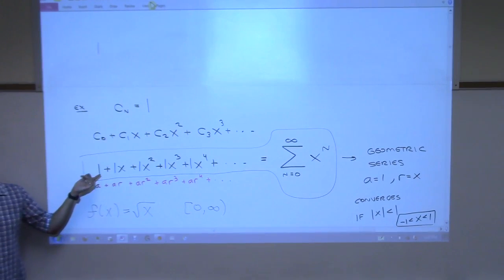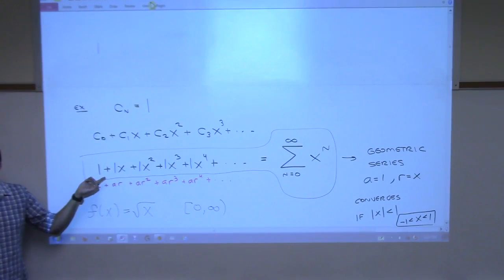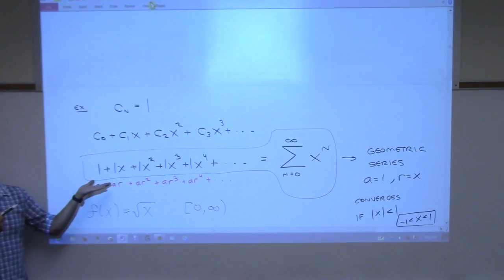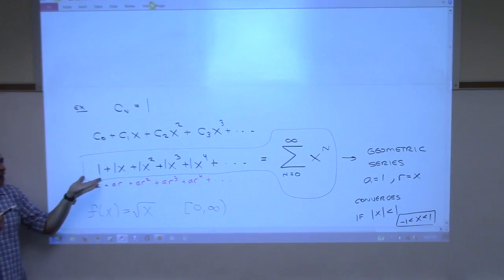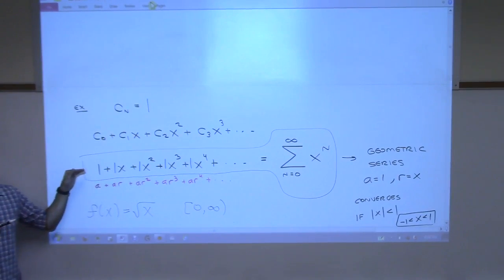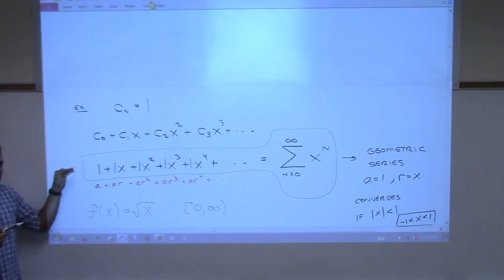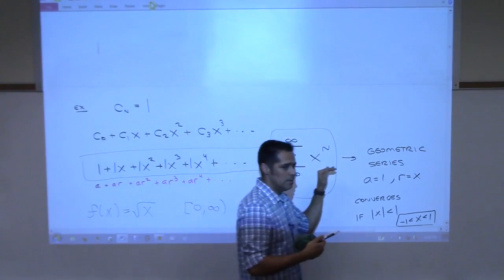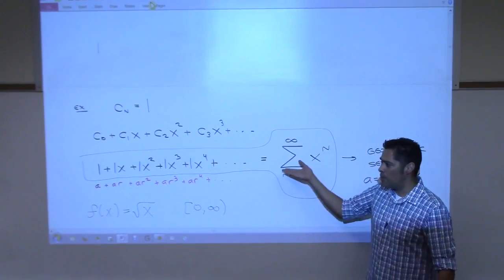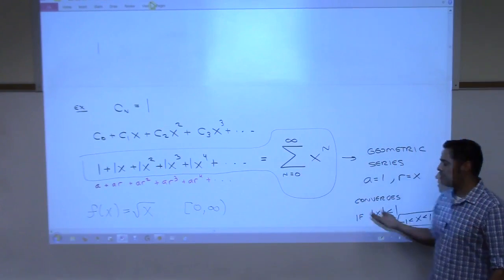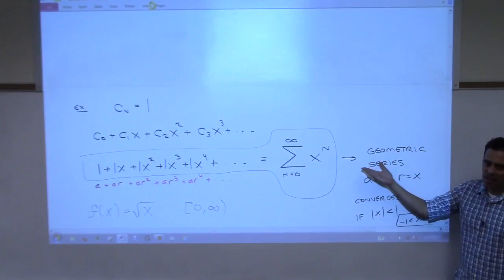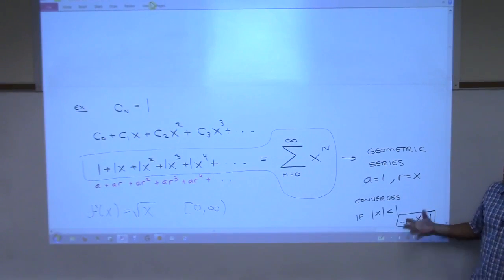I want to talk about domain, right? But if I'm going to talk about domain, I better actually call it a function. I now am going to define this to be a function. F of x equals this infinite polynomial. Now, this infinite polynomial that I'm about to define has a domain. For certain values of x, it makes sense. For other values of x, it doesn't make sense.